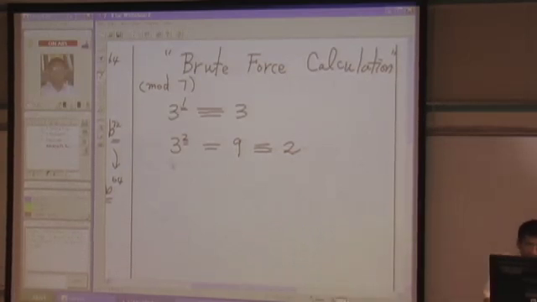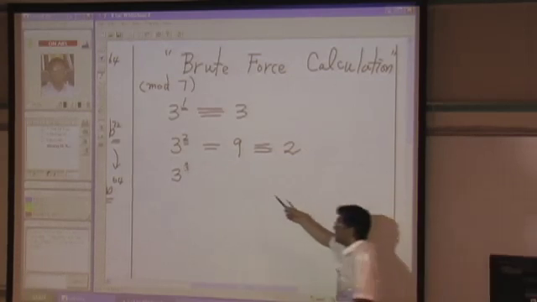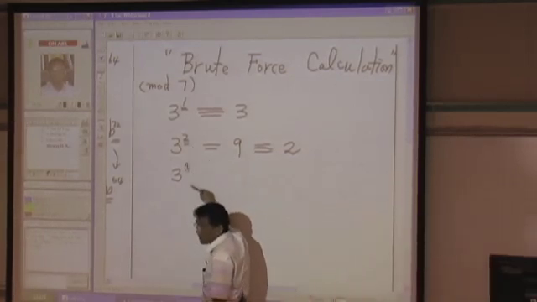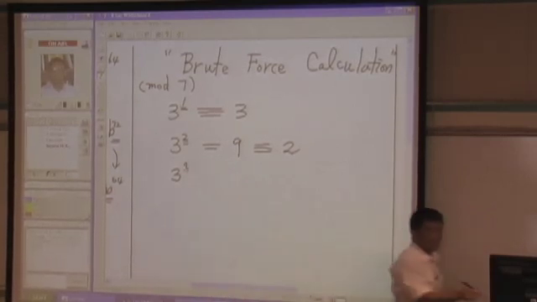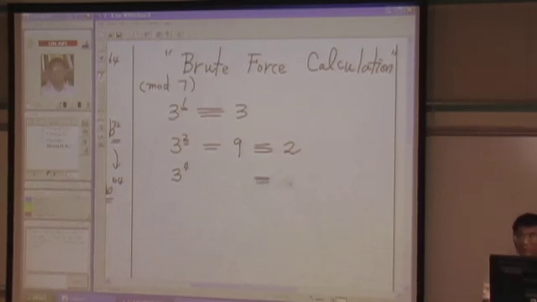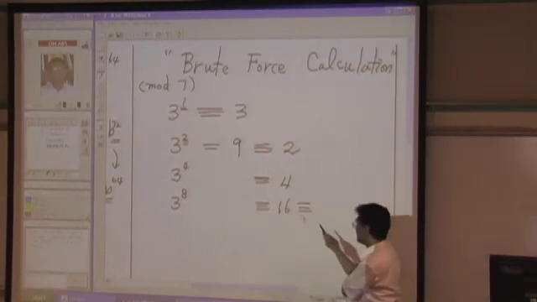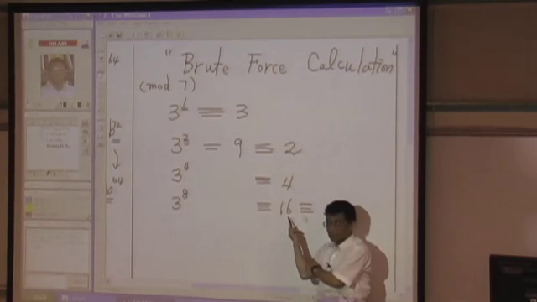Then now, like it or not, 3 to the power of 4. Even though we don't use this directly, we should double the power, right? Doubling the power is the thing that we can do. Then it is congruent to 4, right? 2 to the power of 2, 4. And then the next number is doubling the power. 4 times 4 is 16, right? And then if you find the remainder after dividing by 7, what is it? 2.